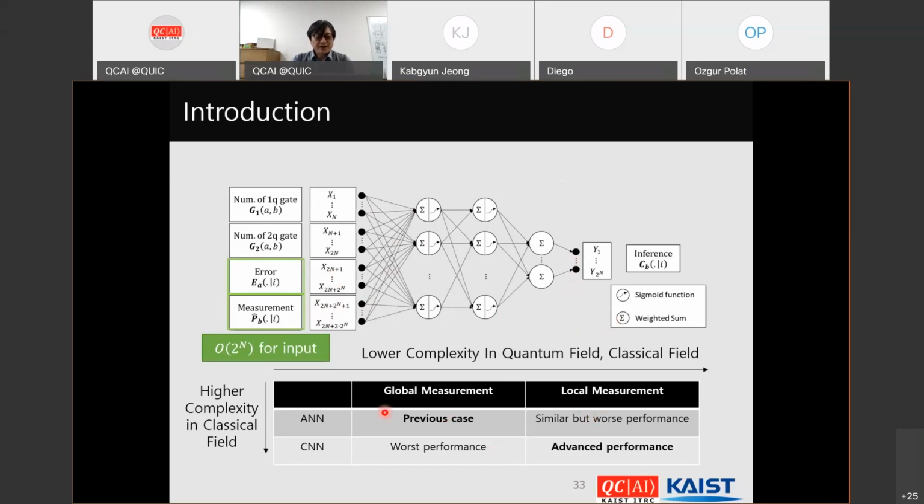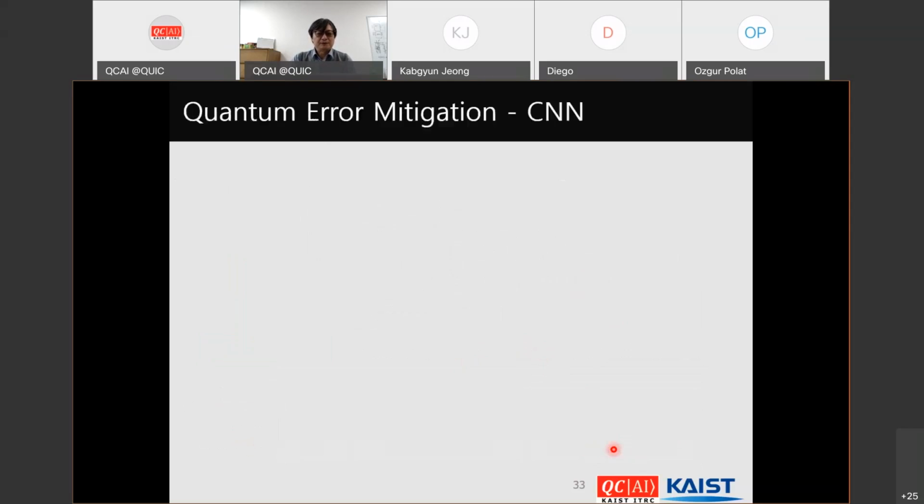The previous one had higher complexity in classical learning, and it was dealing with only low complexity, but we want to move to this area. That means we want to increase the complexity that we can handle, and then be able to fix that problem and mitigate the error.